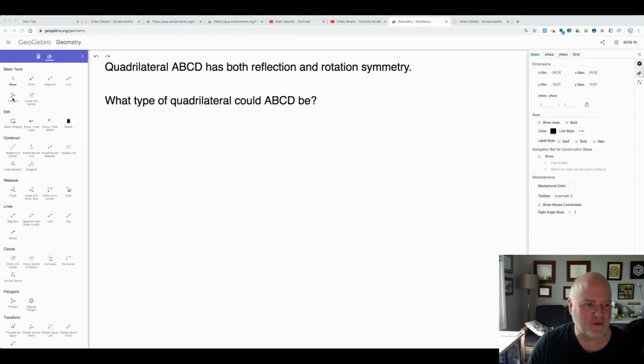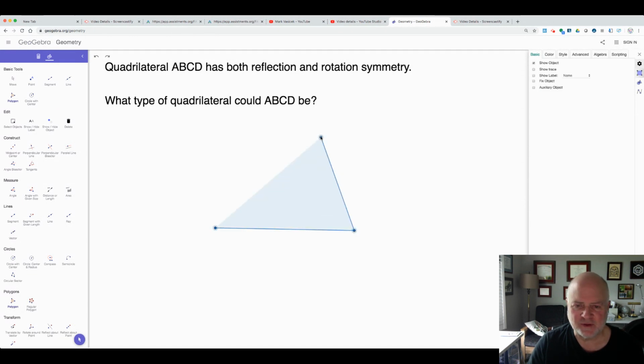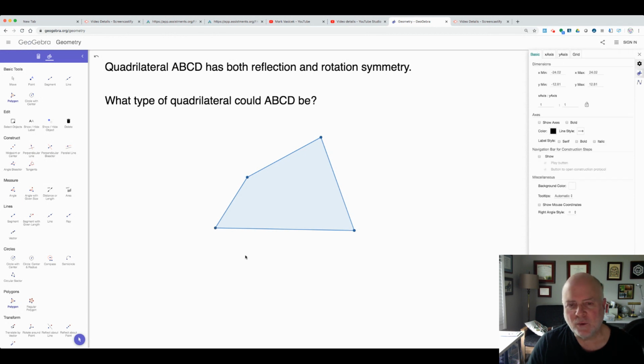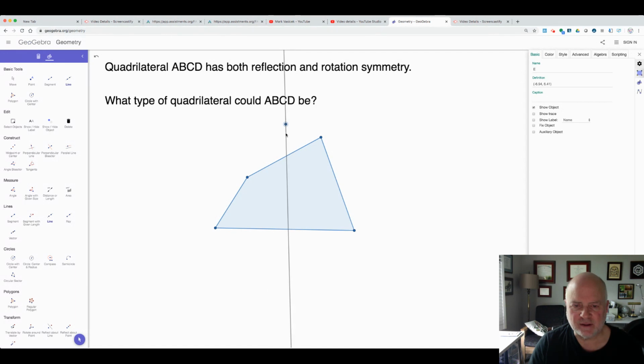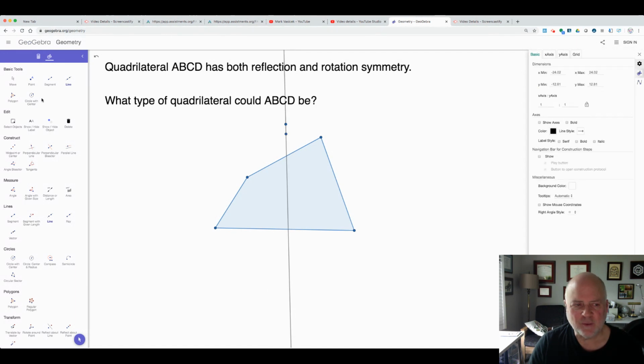I'm going to draw, using the polygon tool, a general quadrilateral. That would look something like this. It's a four-sided polygon. Now, what do we know about reflection? That means that any two points would have to be the same distance across a line. So I'm going to make a line, just put it right here like this, and then reflect this object across it and see what happens.